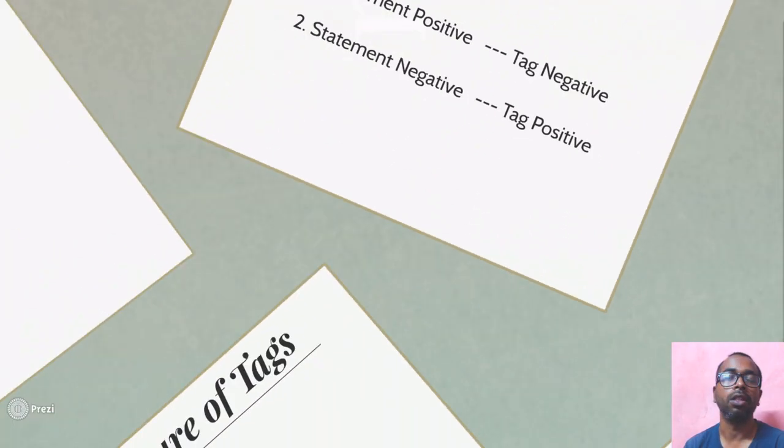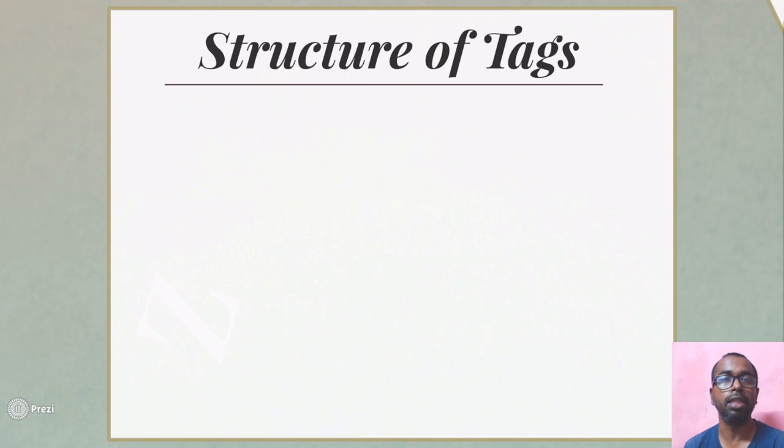Let's have the structures of these tags. We are learning two types of tags. One is the positive tag, the other one is the negative tag. So there will be two structures.